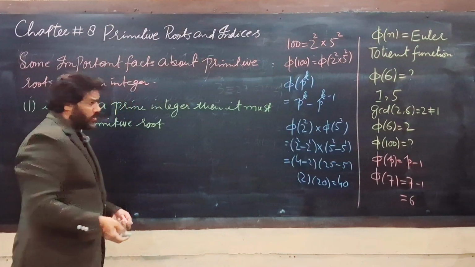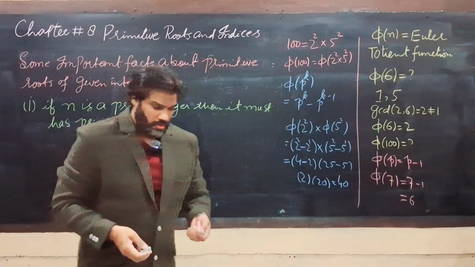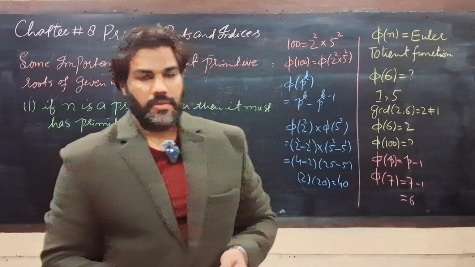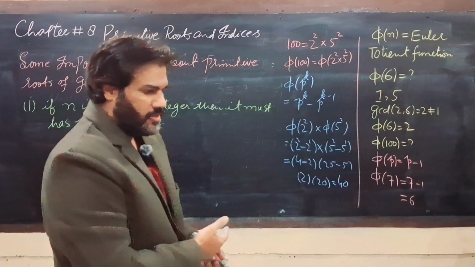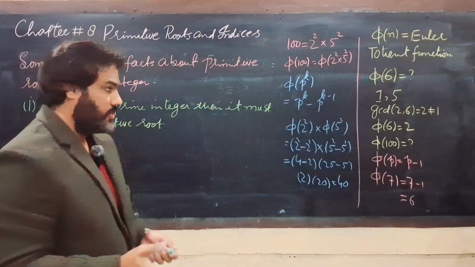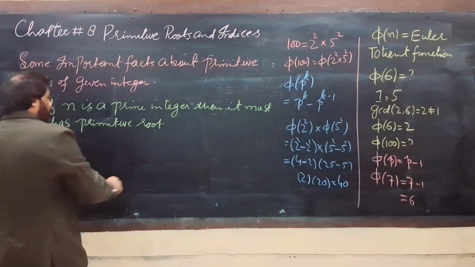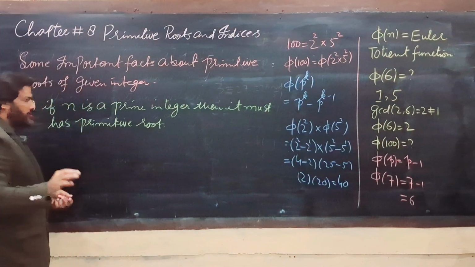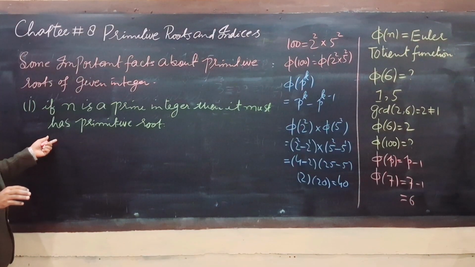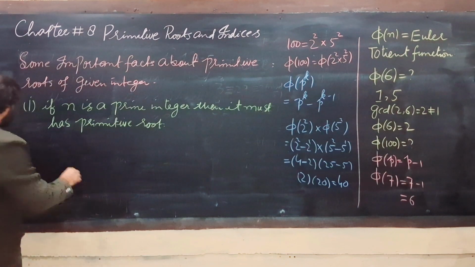For example, you have seen that in case when my n is 7 and again when our n is 5, in both cases there exists a primitive root of the integers. So in case when your n is a prime number, then it is guaranteed that that integer always has a primitive root.